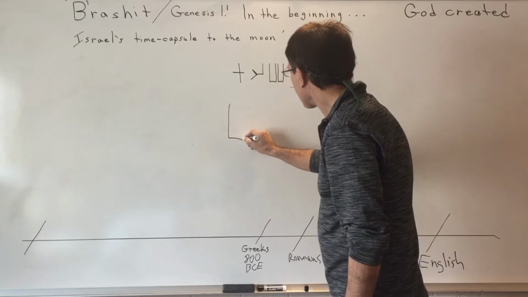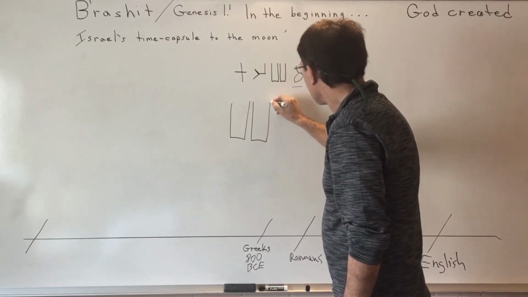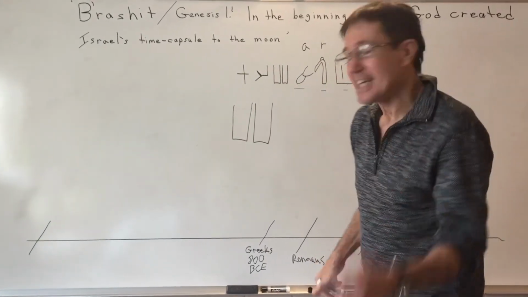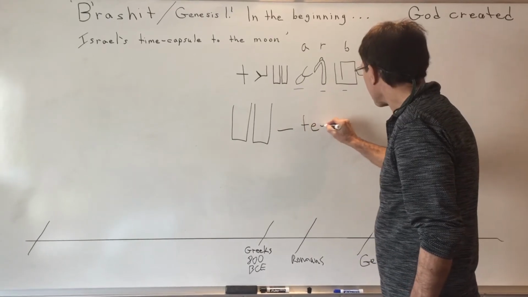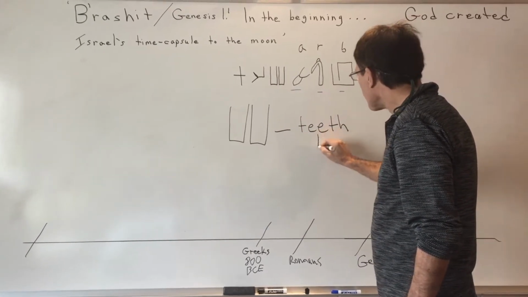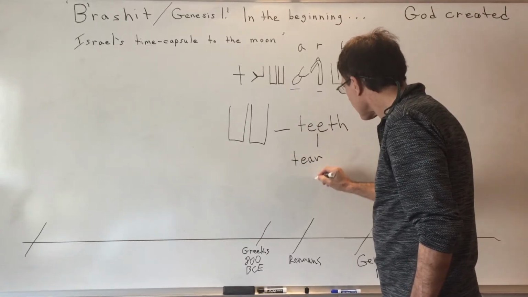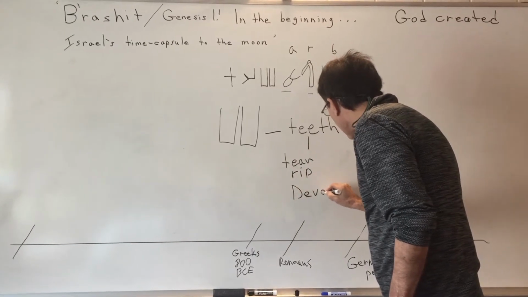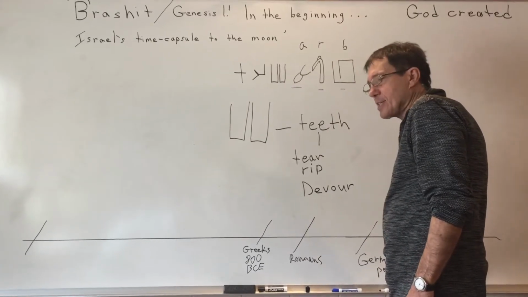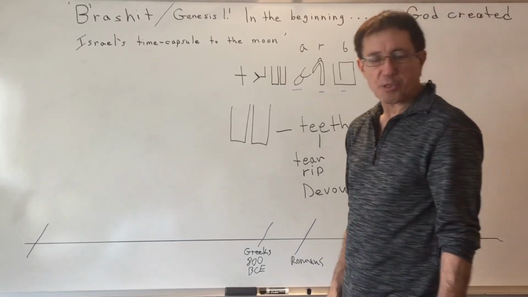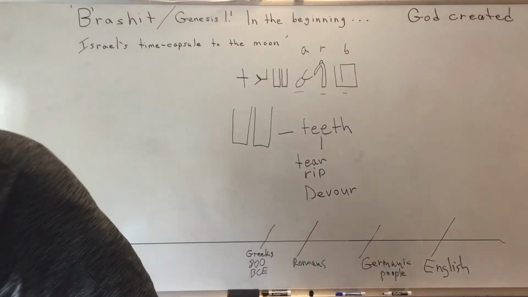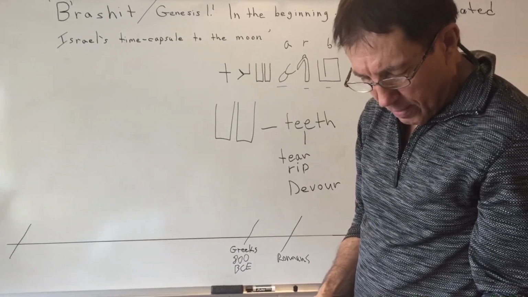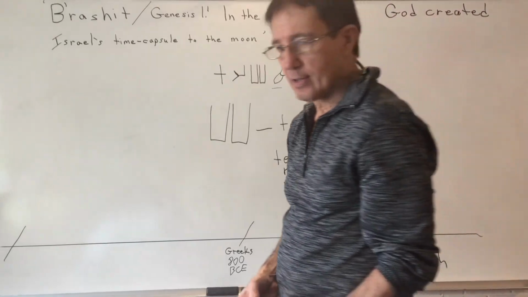And it looks like this. And the question is, what is this? And the answer is, it's teeth. And what do teeth do but to tear, rip, devour? To best understand this, we now have to go to Bereshit 3:1 or Genesis 3:1, and it says this: Now the serpent was more subtle than any beast of the field.